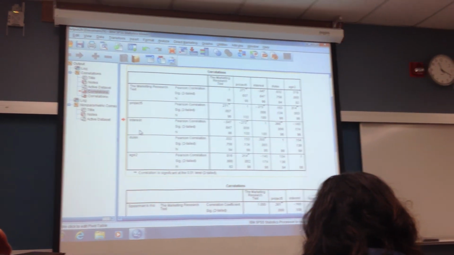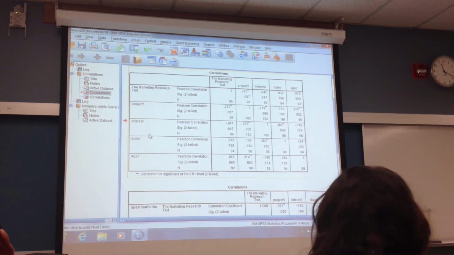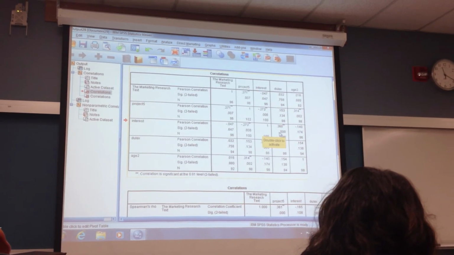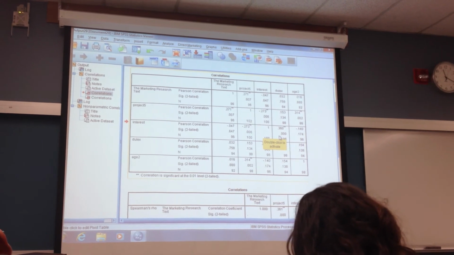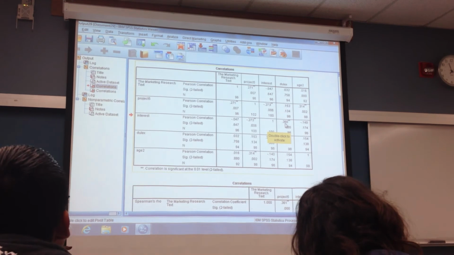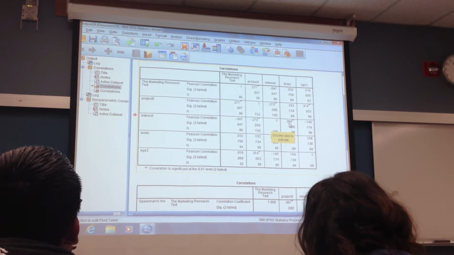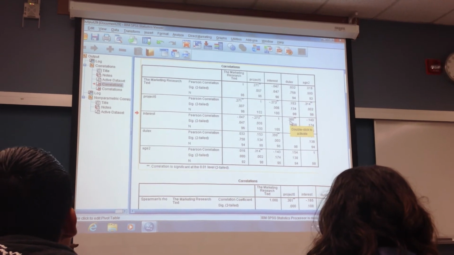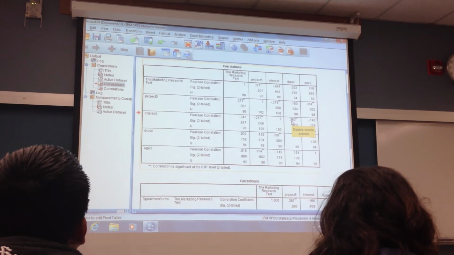Okay, interest. Interest versus dull exciting. What do we do? Accept or reject? Reject, and there's a positive correlation. So as your interest in the class goes up, your evaluation of excitement goes what? Up too. Makes sense.